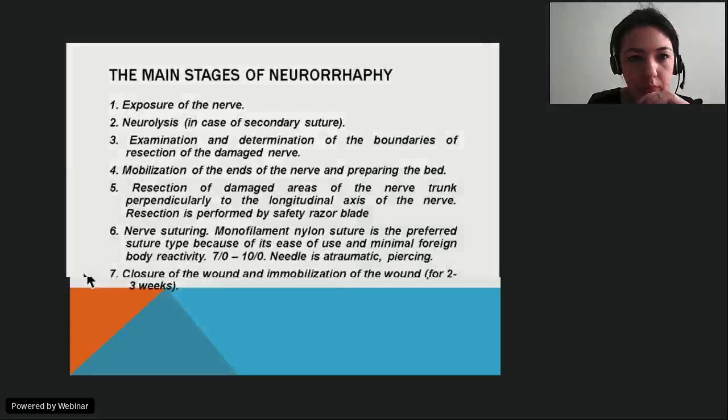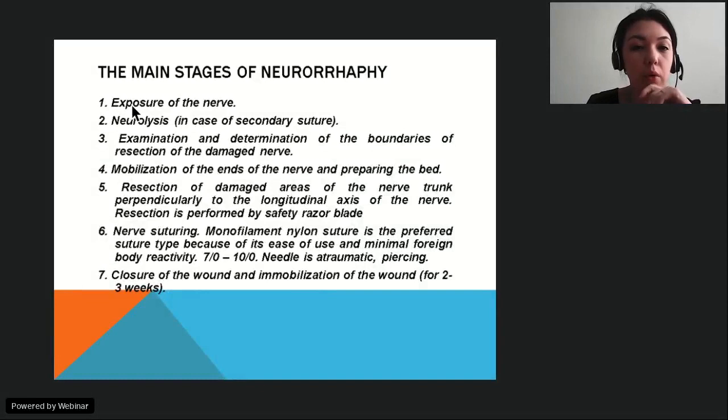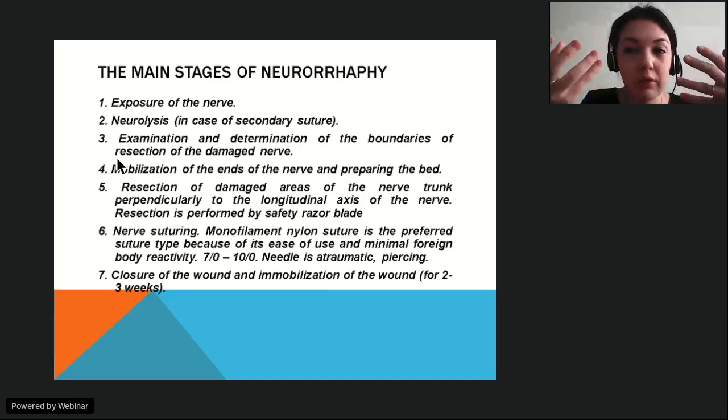So the main stages of the neurorrhaphy are the following. First of all, as in any type of surgical intervention, we perform exposure of the nerve. Then neurolysis in case of secondary suture, so we remove all the adhesions. Then we perform examination and determination of the boundaries of resection of the damaged nerve. The fourth point is mobilization of the ends of the nerve and preparing the bed, the place where we will finally put the nerve.